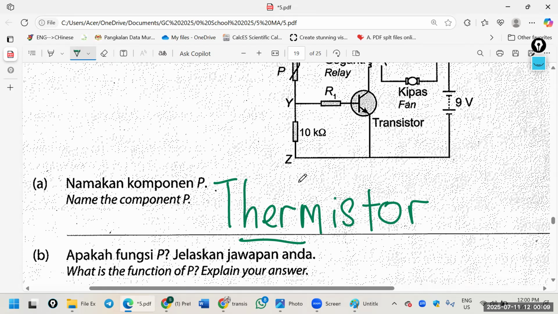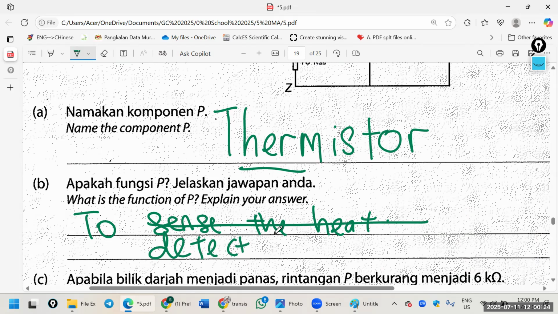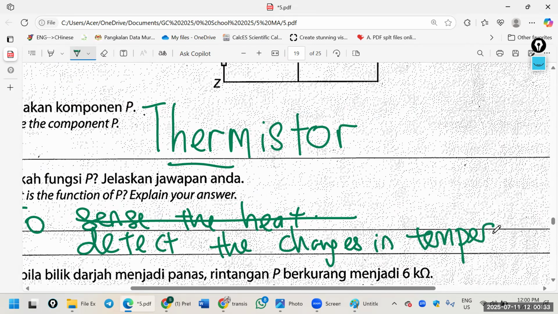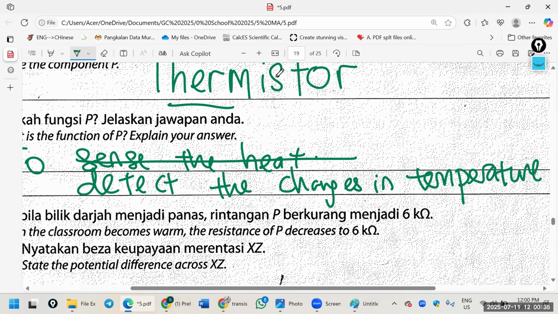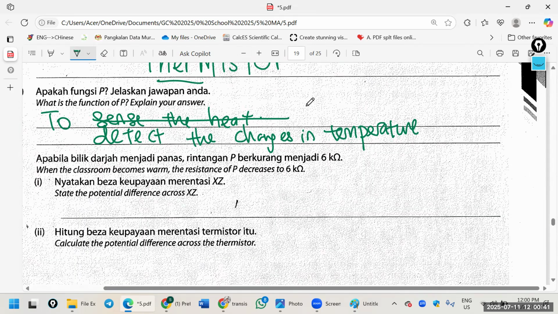Now, what is the function of P? Can I say to sense the heat? No, please don't. We say to detect the changes in temperature. Now, when the classroom becomes warm, the resistance of P decreases to 6K ohm. What should you do?